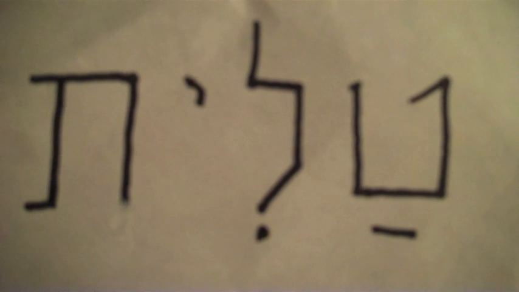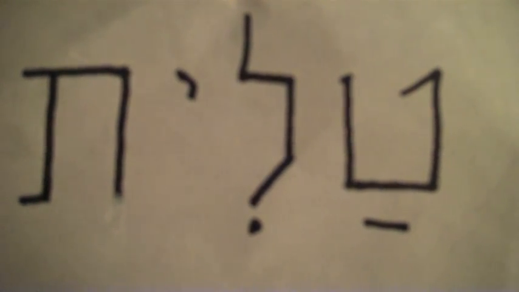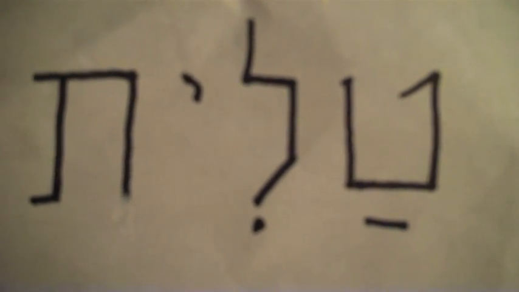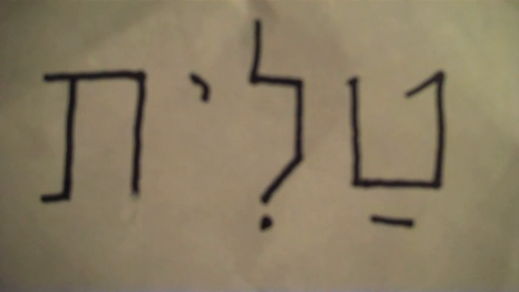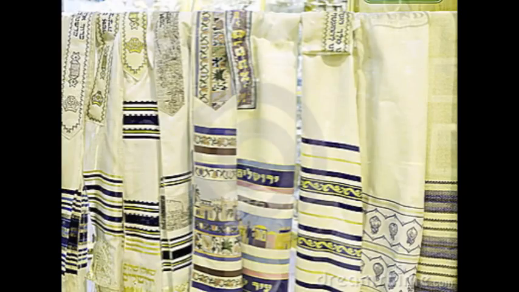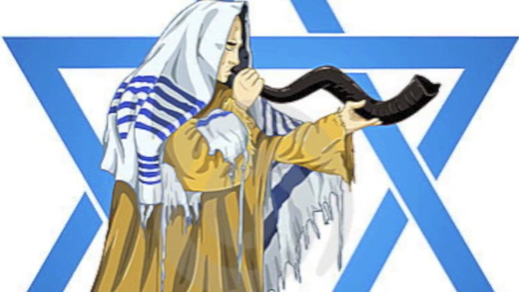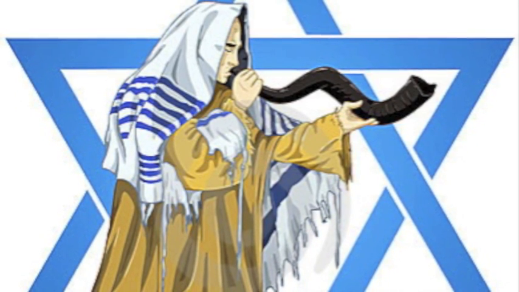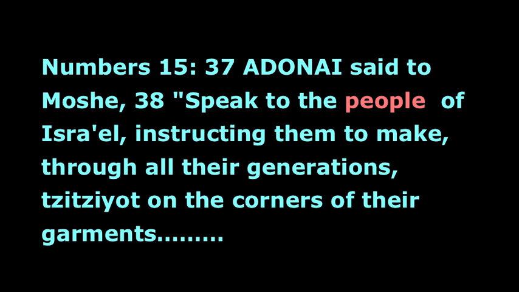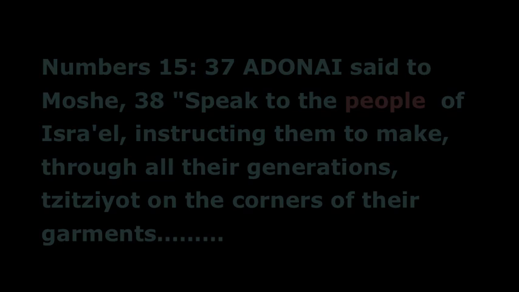This Hebrew word begins with the TET. It's talit, the Hebrew word for prayer shawl, a garment worn during morning or daytime prayers. The main part of the talit is the tzitzit, which is a tassel, which is commanded to be worn in the Tanakh. It's to bring to remembrance the commandments of God.